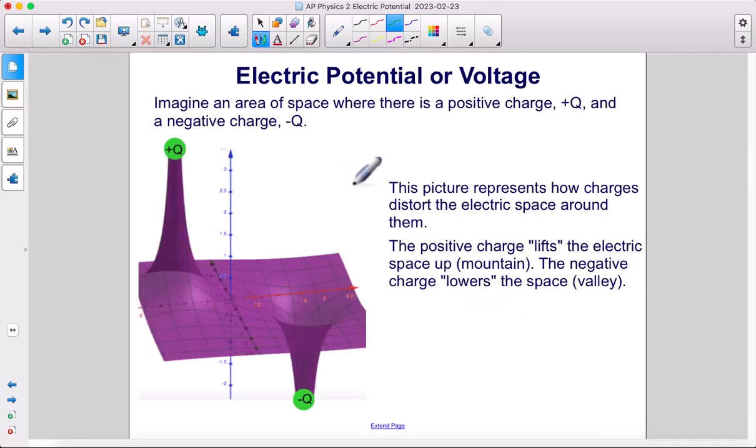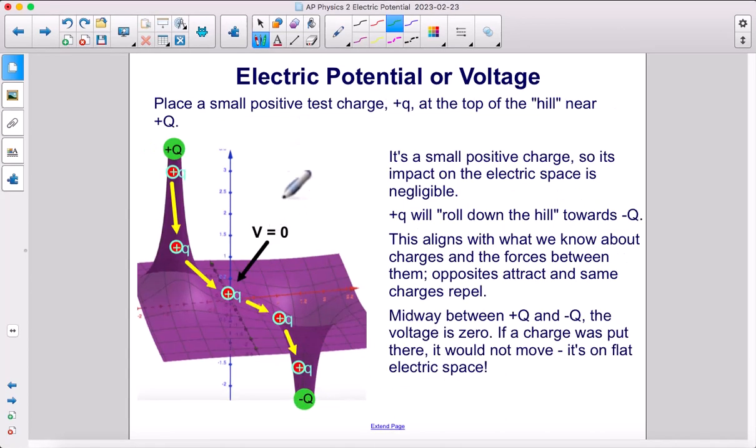Imagine an area of space where there's a positive charge, plus Q, and a negative charge, minus Q. This picture represents how charges distort the electric space around them. The positive charge lifts the electric space up. It's like a mountain or a hill. The negative charge lowers the space. It becomes like a valley.